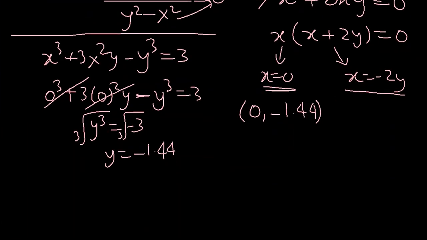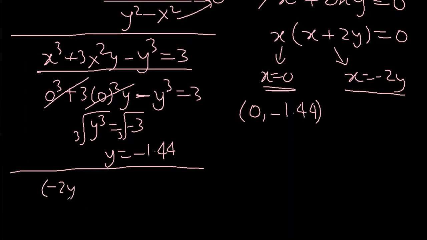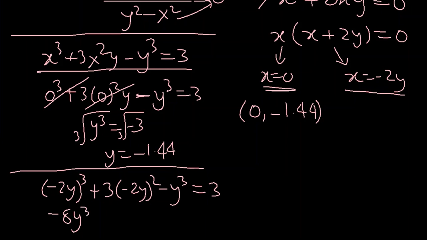Now, this is going to challenge us a little. What will we do? We'll use the same equation again to find the x and y coordinates. So, x equal to minus 2y. So, in place of x, we will write (minus 2y) cubed plus 3 times (minus 2y) squared minus y cubed equal to 3. So, minus 8y cubed, and this is 4 times 3, 12, 12y squared and times y. There was y also, right? There was y. Minus y cubed equal to 3.